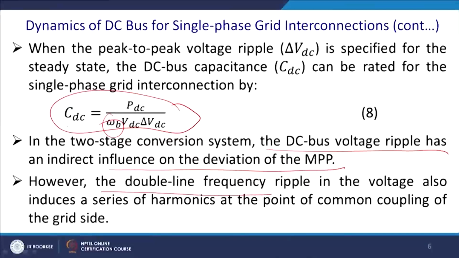However, the double frequency ripple in the voltage also induces a series of harmonics at the point of common coupling of the grid side, that is quite dangerous. It is an even harmonic; you know that even harmonics are generally not there because of the symmetry of the Fourier series, and this double frequency oscillation will inject double frequency power at the point of common coupling. So, that is what happens.